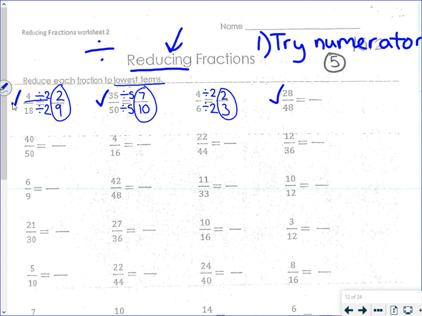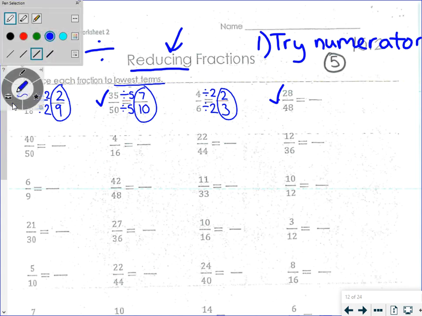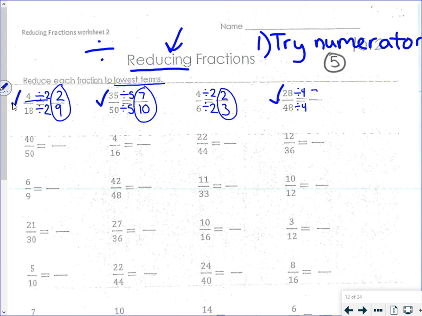So I know 28 cannot go into 48. That will not work. I'm going to try 4, because I know 4 times 7 is 28, and I know we can put 4 into 48. Okay, let's try that. Maybe we can even go smaller, but we'll see. 28 divided by 4 gives us 7.